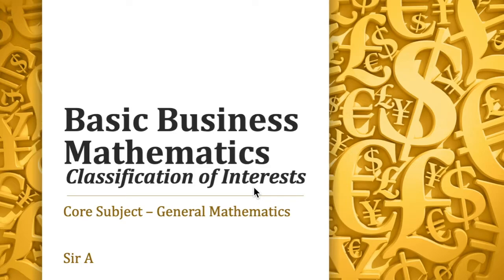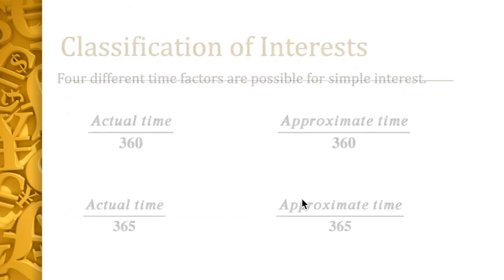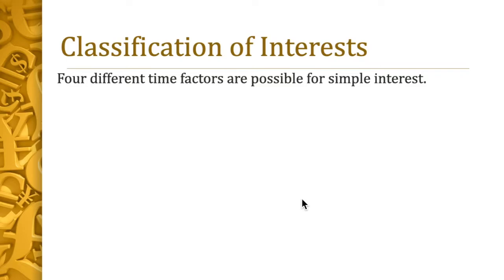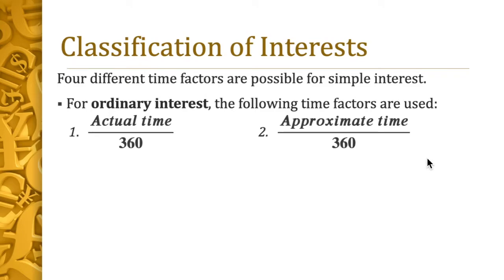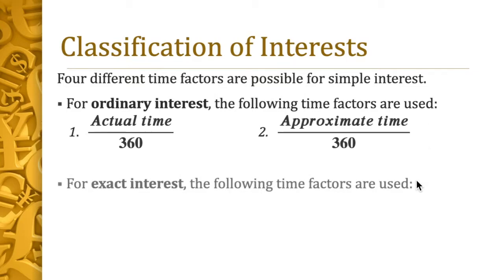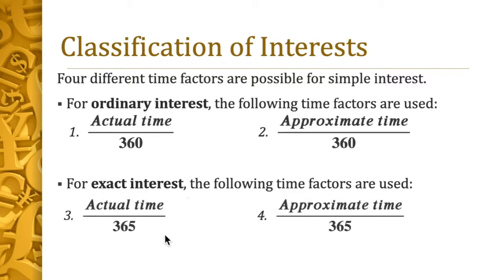So remember in our last video, in the actual and approximate time, we have four different time factors which are possible for simple interest. So for one, we have ordinary interest. So we have two, if you can remember. We have the actual time over 360 and the approximate time over 360. We also have the exact interest. The following time factors are used. So we have the actual over 365 and approximate over 365.